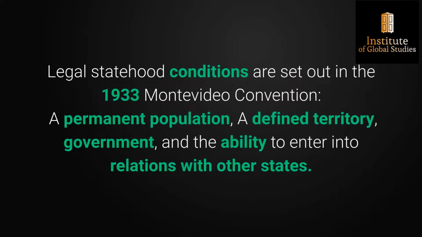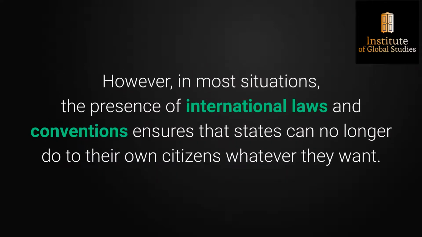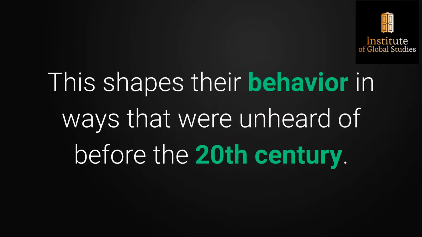Legal statehood conditions are set out in the 1933 Montevideo Convention: a permanent population, a defined territory, government, and the ability to enter into relations with other states. However, in most situations, the presence of international laws and conventions ensures that states can no longer do to their own citizens whatever they want. This shapes their behavior in ways that were unheard of before the 20th century.